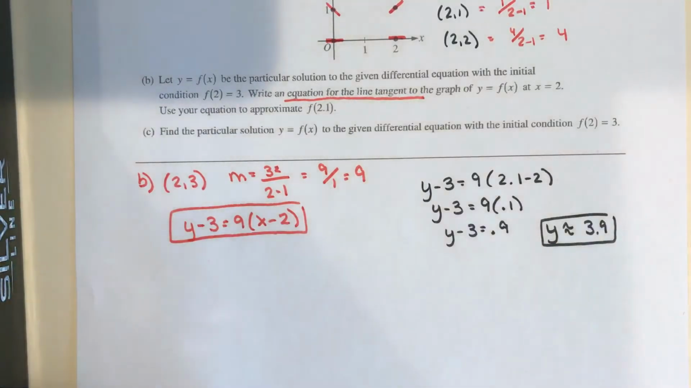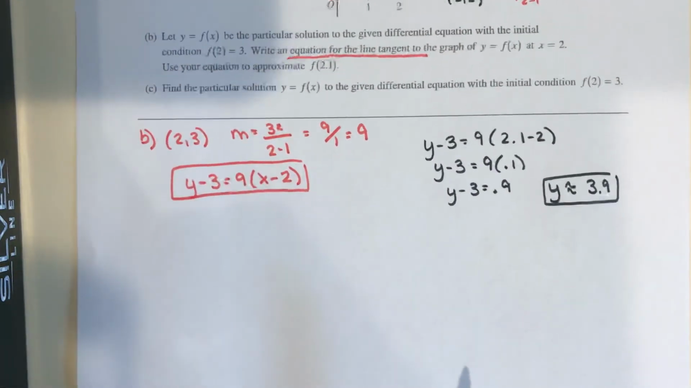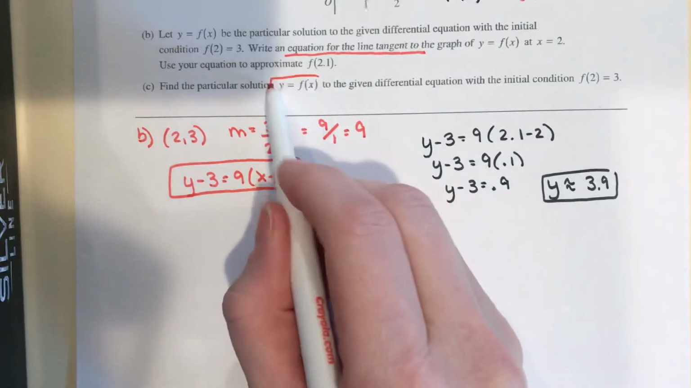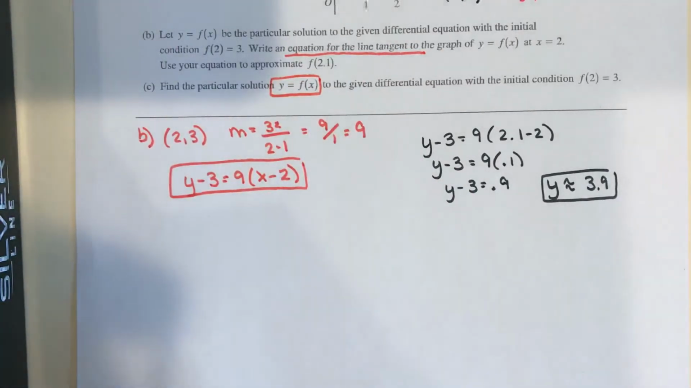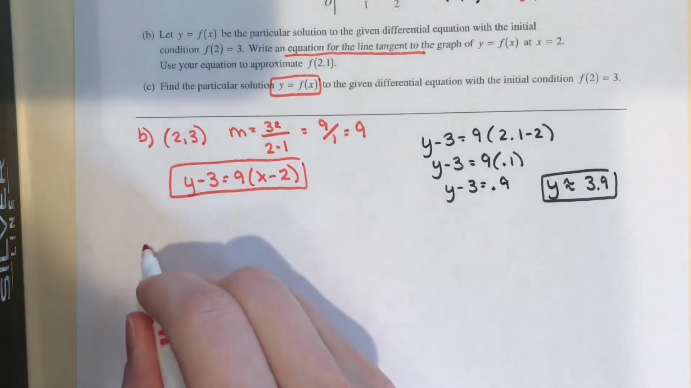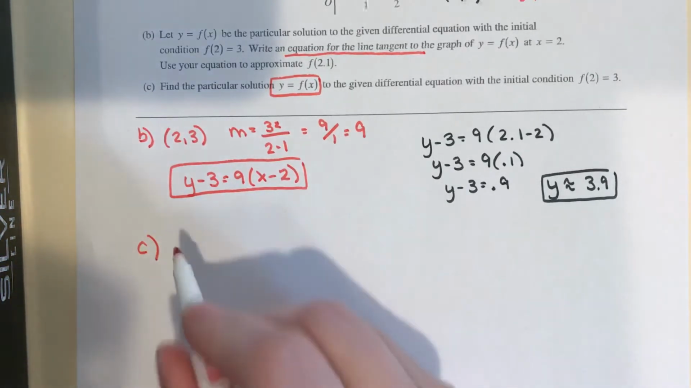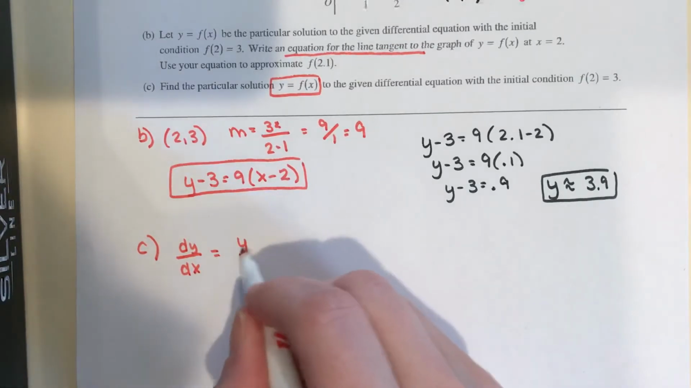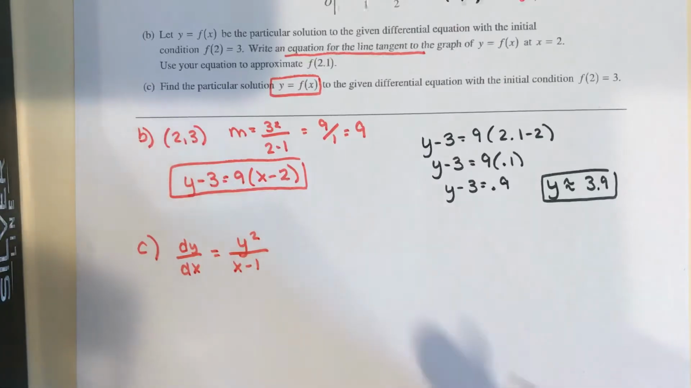That leaves 5 points for part C. Part C says we're going to find the particular solution, y equals f of x, to the given differential equation with the initial condition f of 2 equals 3. So right away, I notice it says find y equals f of x, which means that we're going to solve for y. So I'm going to go down here. I'm going to rewrite my differential equation, dy/dx equals y squared over x minus 1. And we're going to solve this for y.